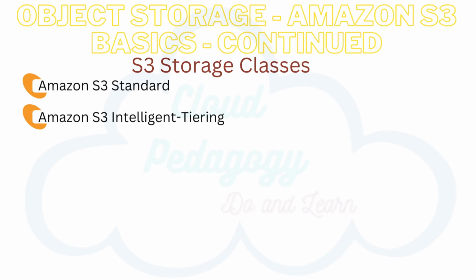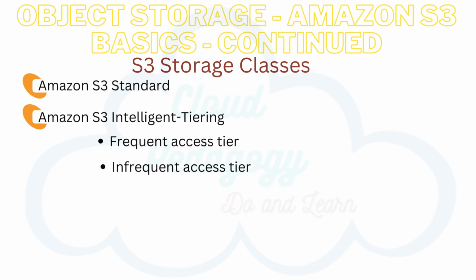The second one, Amazon S3 Intelligent Tiering. This tier is useful if your data has unknown or changing access patterns. S3 Intelligent Tiering stores objects in 2 tiers, a frequent access tier and an infrequent access tier. Amazon S3 monitors access patterns of your data and automatically moves your data to the most cost-effective storage tier based on frequency of your access.